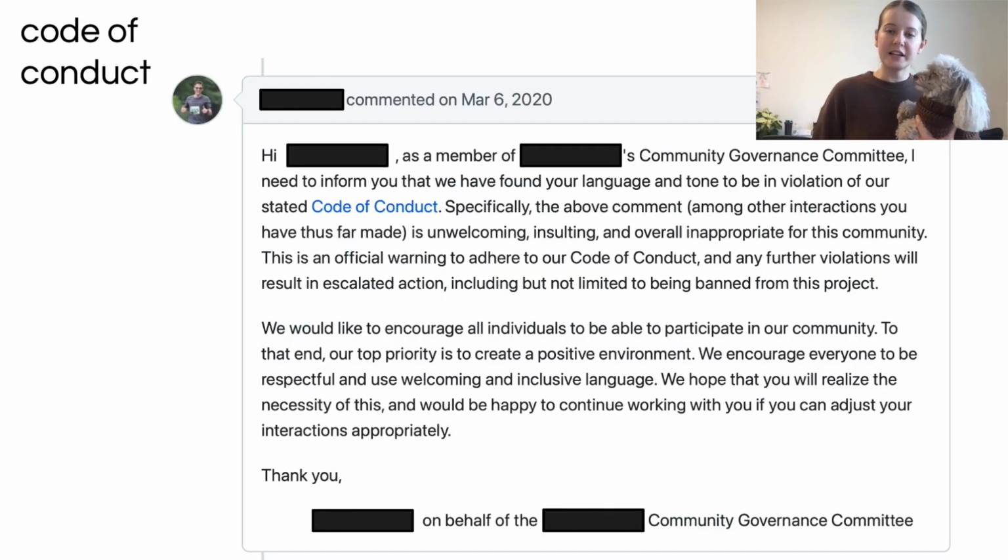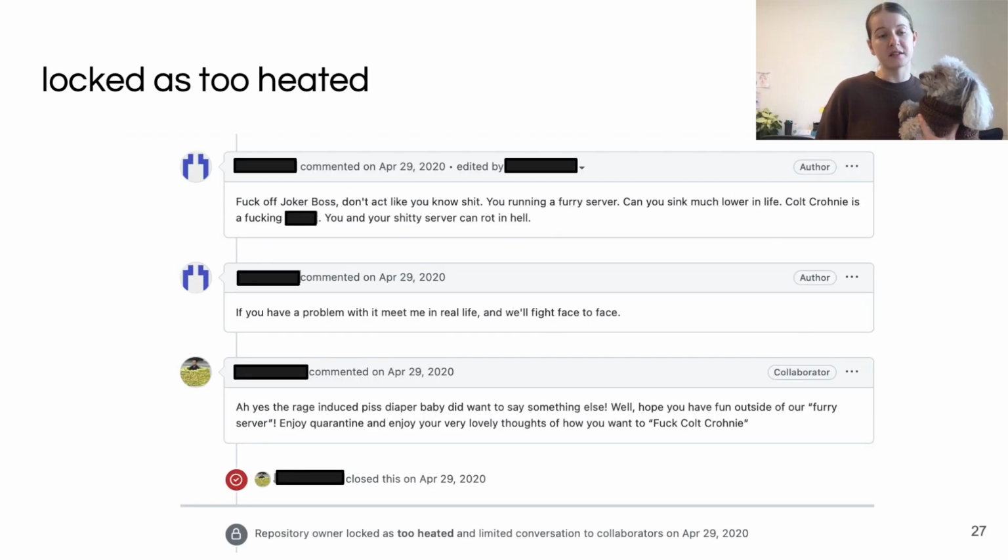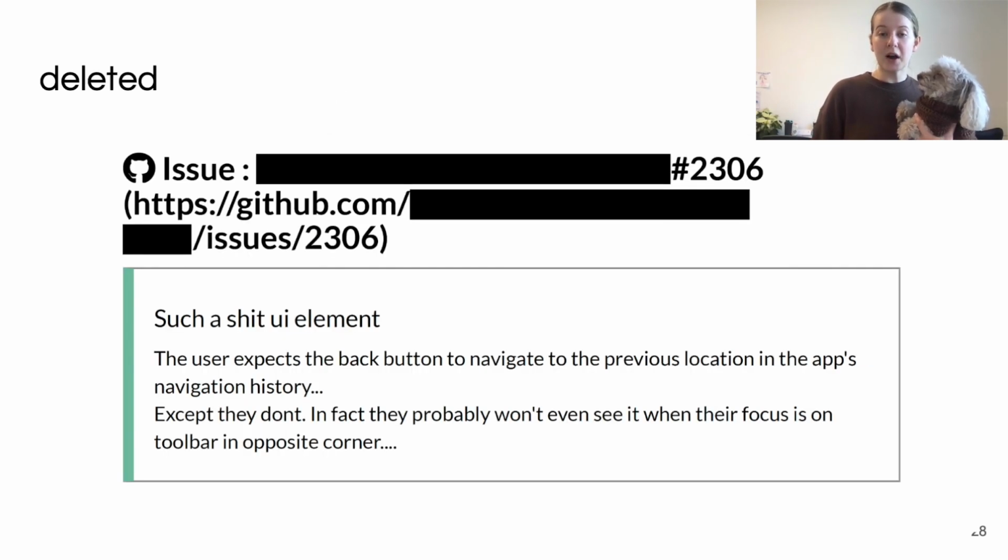Then we identified issue threads that had mentions of codes of conduct. We also identified issue threads that had been locked as too heated. And finally, issue threads that had been deleted. More on how we had collected these in the paper.